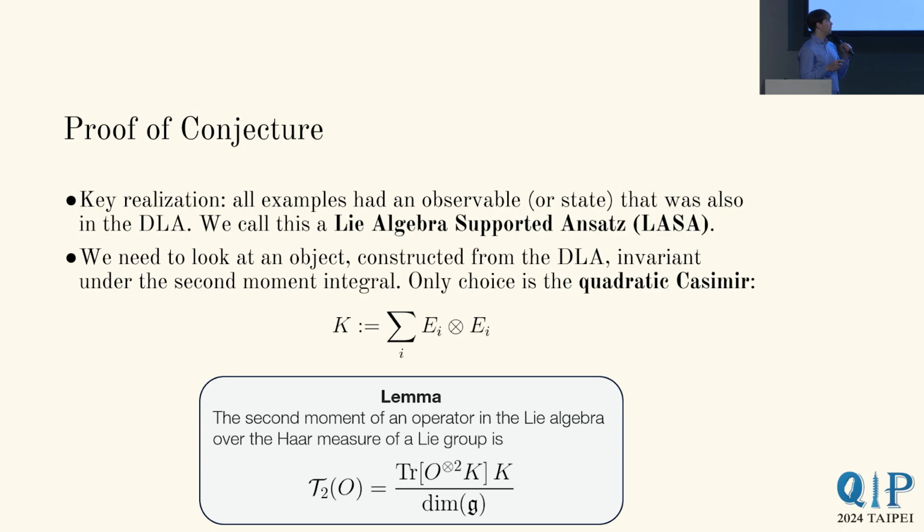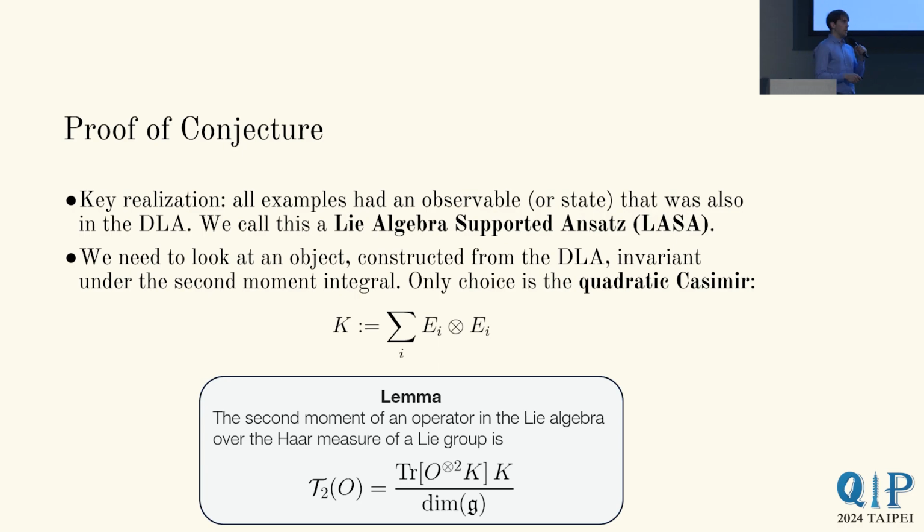Basically you need to look in the DLA, what kind of operators can we construct which are invariant under this twirling channel. And therefore, if we find an operator that is invariant, we will be projecting onto that subspace. And it turns out that the only choice really is this quadratic Casimir operator, which is defined from the elements of the Lie algebra.